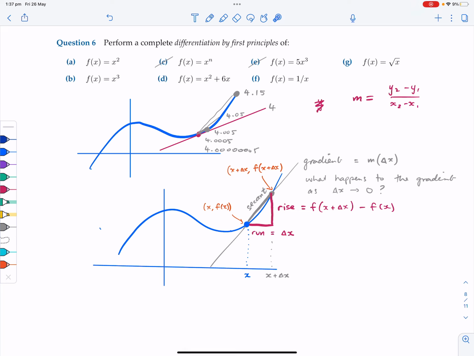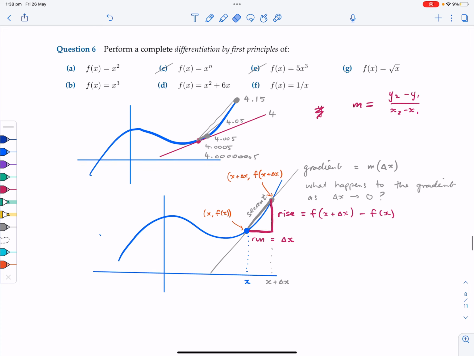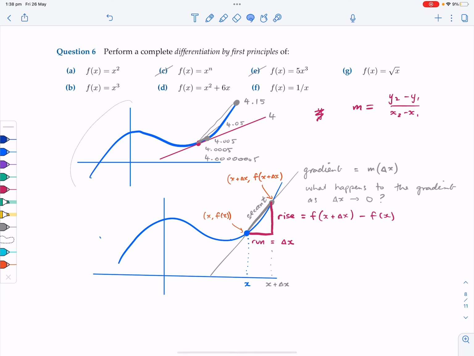Okay, so the way this is constructed is we choose what the run is and then we find out what the rise is, right? But we're allowing this to be variable. And by the way, delta x is like a single symbol. So when I write something like delta x squared, I don't mean delta times x squared, I mean delta x, squared, okay? All right, so that's our important diagram.